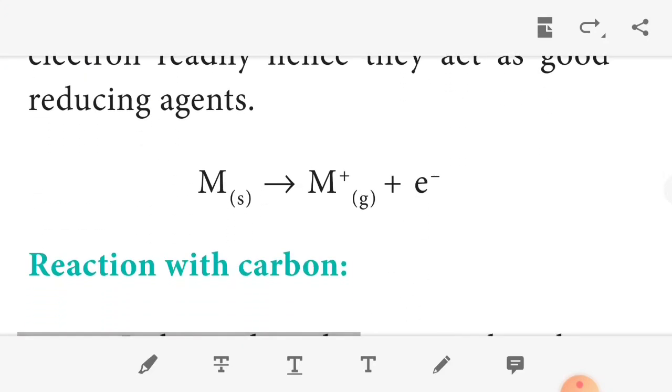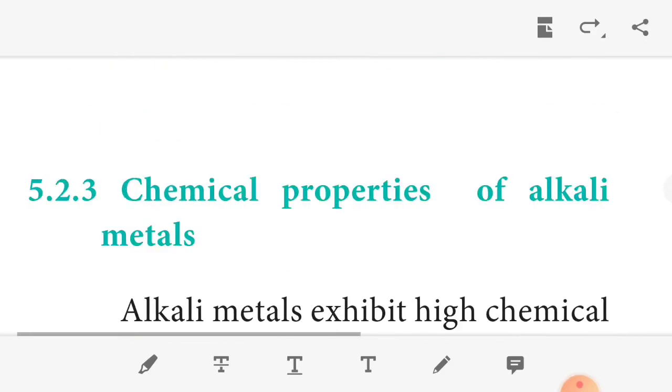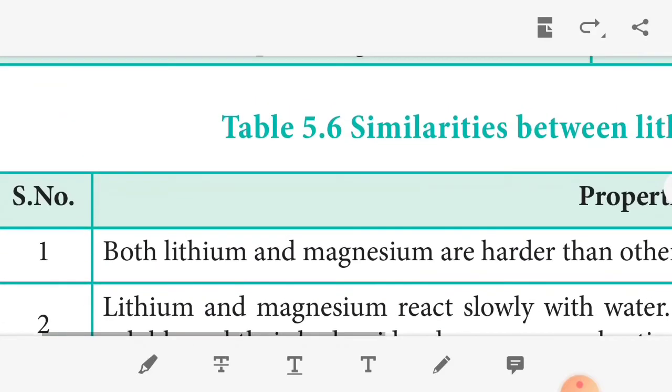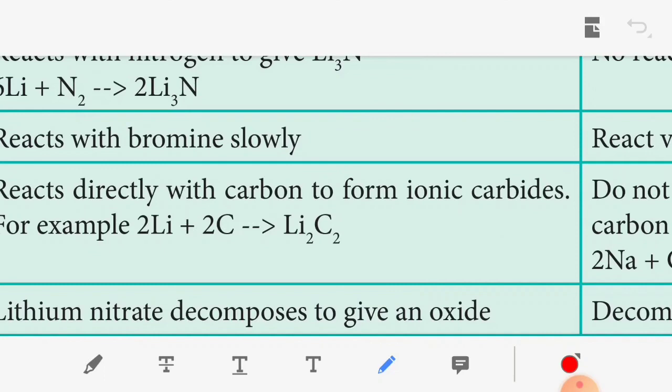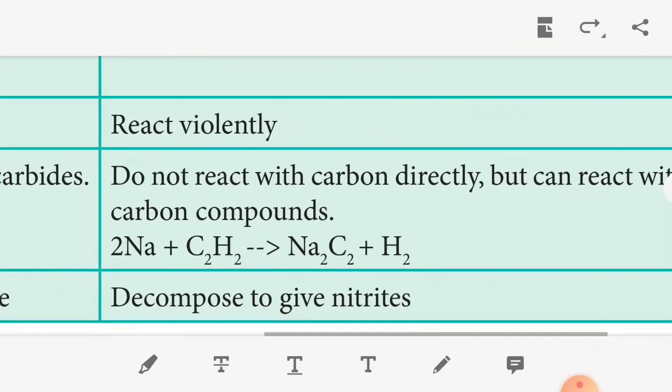Okay. The next is reaction with carbon. Lithium directly reacts with carbon. We already discussed the properties of lithium and the other elements of the group. Lithium reacts with carbon to form an ionic compound, for example lithium carbide. The other elements do not react with carbon directly, but can react with compounds of carbon. Lithium reacts with carbon to form ionic carbide, whereas the other elements do not react with carbon directly but can react with carbon compounds.